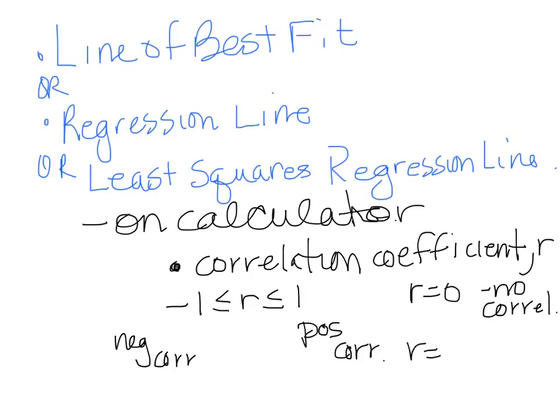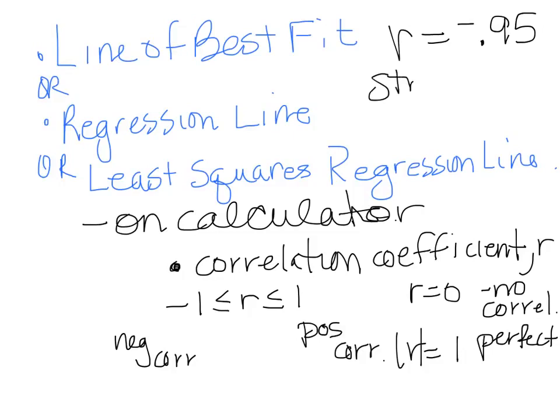And if you looked at just the absolute value, R equal to 1 would be a perfect correlation, where every data point perfectly lies on the line of fit. So if you get an R equal to -0.95, you're going to call that a strong negative correlation, because it's close to 1. Okay, so I want you to take a correlation and describe it.